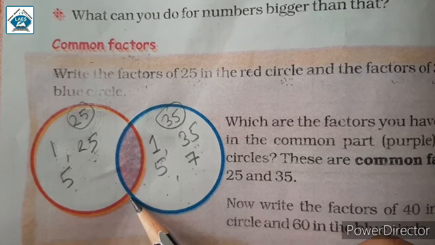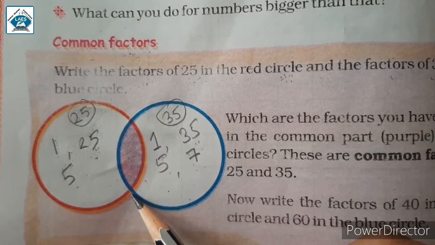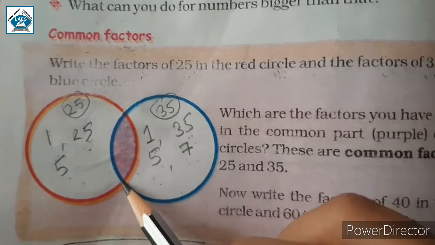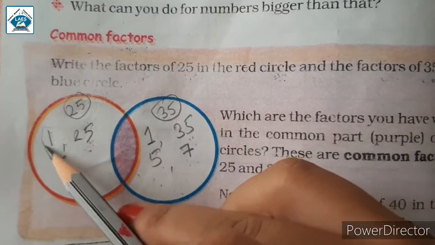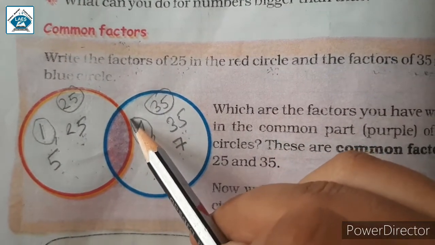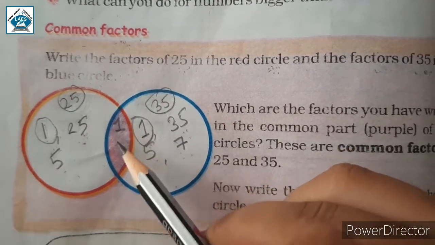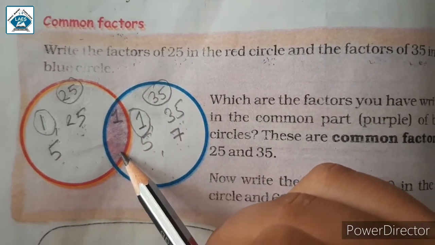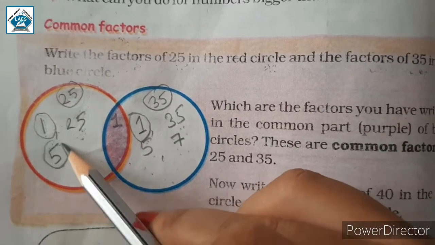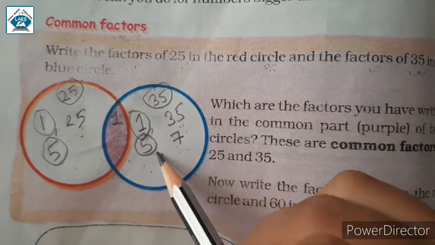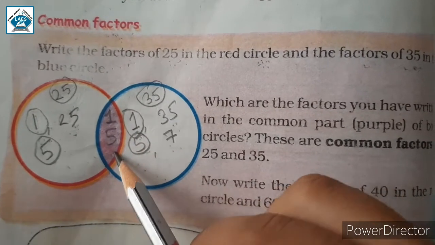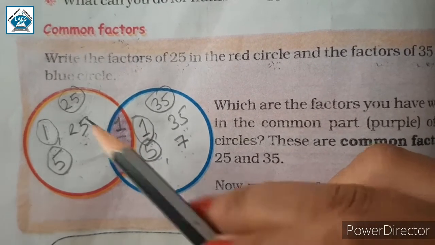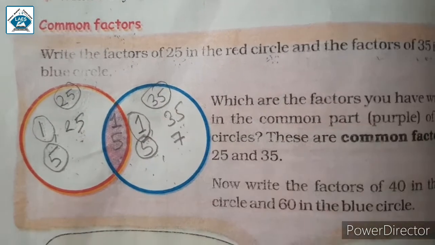Now we will check which numbers are common factors of 25 and 35. First, we have 1, so write 1 in the purple circle. Next number is 5, common in both circles. So write 5. So 1 and 5 are the common factors of 25 and 35.